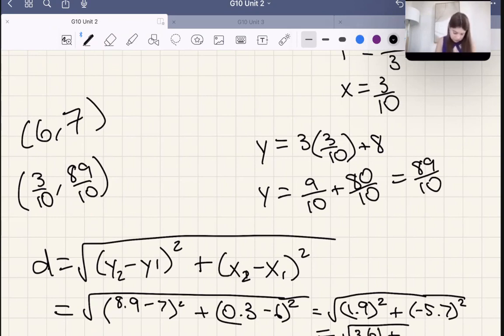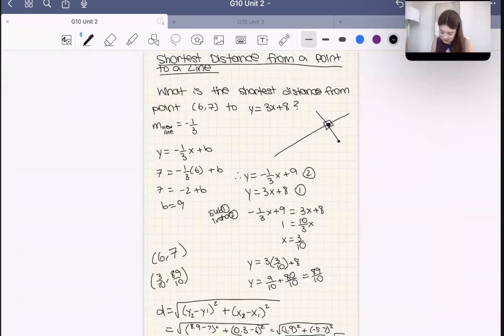1.9 squared is 3.61, and 5.7 squared is 32.49. So overall, root 36.1. This is just going to be slightly more than 6. So therefore the shortest distance is the square root of 36.1, so about 6, a little more than 6 as it turns out, but very, very close to 6.